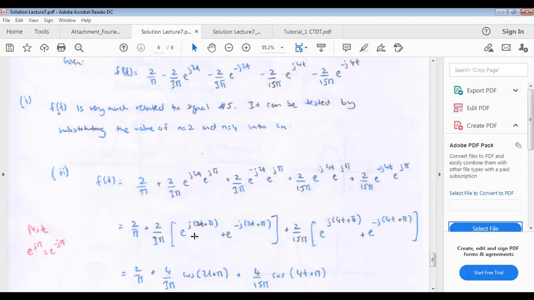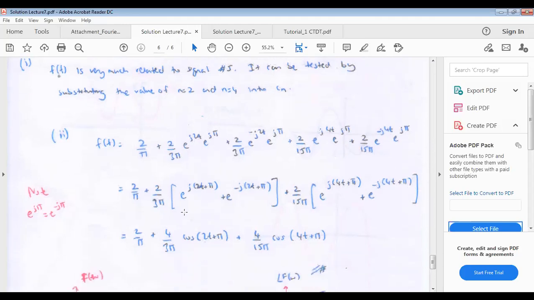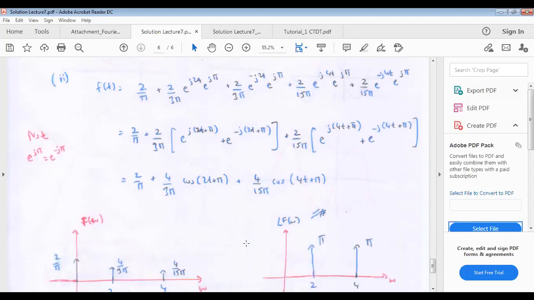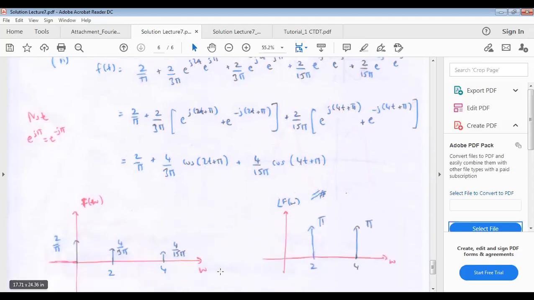Okay, so we can write it as follows. We're going to have 2 over pi and 4 over 3 pi. The terms have been changed into the cosine trigonometric form for a frequency of 2 and a frequency of 4. So we're going to have ft look like this. So from this ft, straight away we can sketch the spectrum. So ft in trigonometric cosine should be a single-sided spectrum. So we should have a spectrum looking like this.